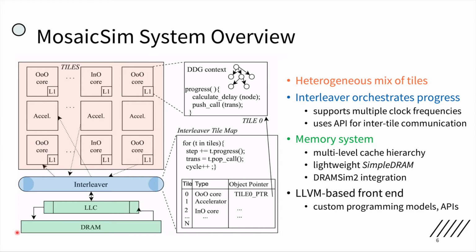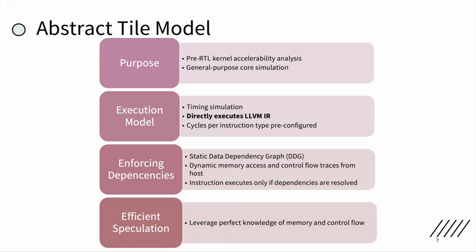MosaicSim comes with an LLVM-based front end that supports custom programming models, APIs, and compiler techniques. MosaicSim comes with a default abstract tile model. The purpose of this tile model is to perform pre-RTL analysis on kernels to determine if they would benefit from being pinned on a fixed function accelerator. The abstract tile can also be used for general-purpose core simulation. The tile model performs timing simulation, not functional simulation. It directly executes LLVM IR with configurable minimum cycles per instruction type.